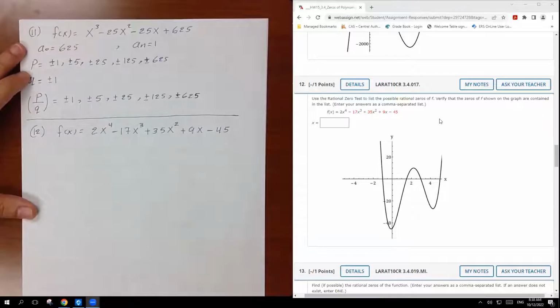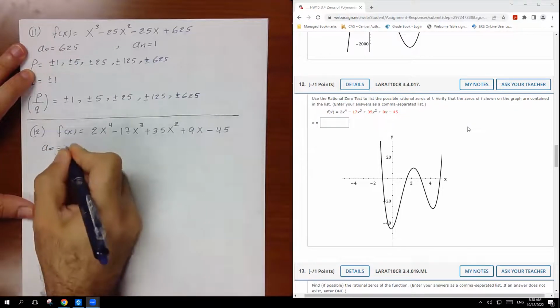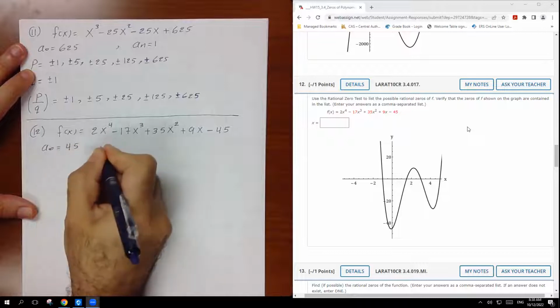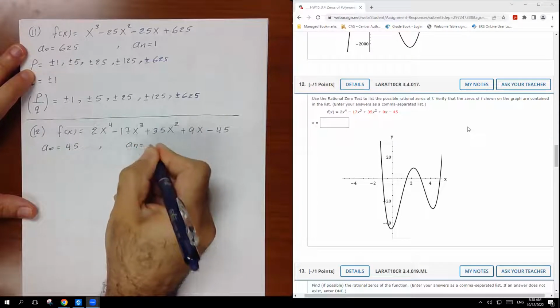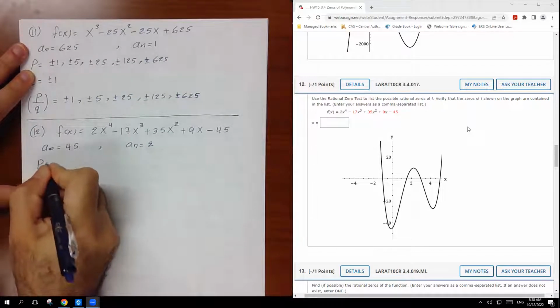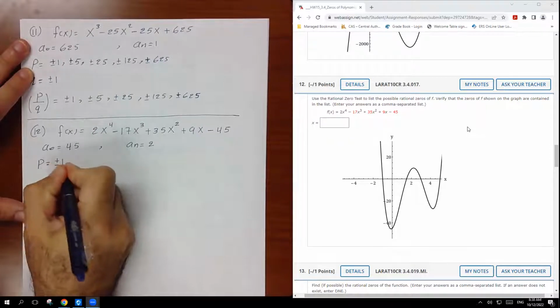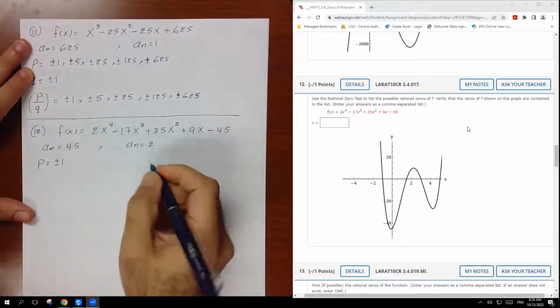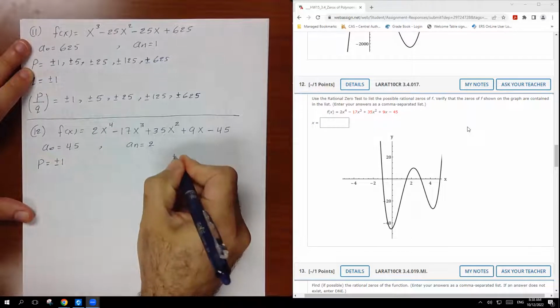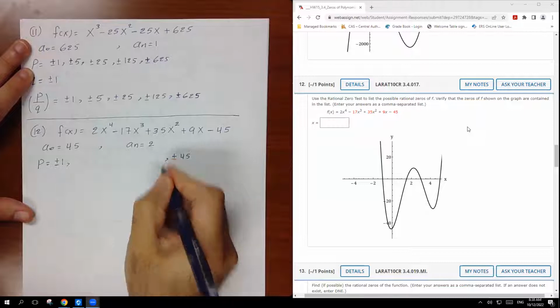So let's find all the possible zeros for this example. I'm not going to look at the graph. I'm going to say A naught, which is the constant, equals 45, and AN equals 2. So let's find P. P is the factors of A naught, which is plus or minus 1 and plus or minus 45, because 1 times 45 is 45.